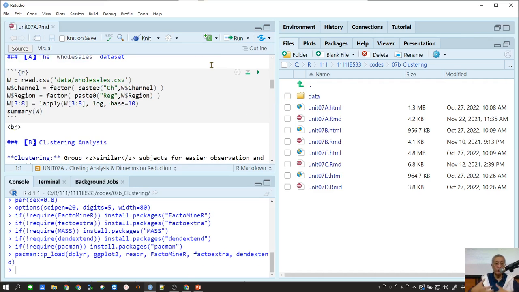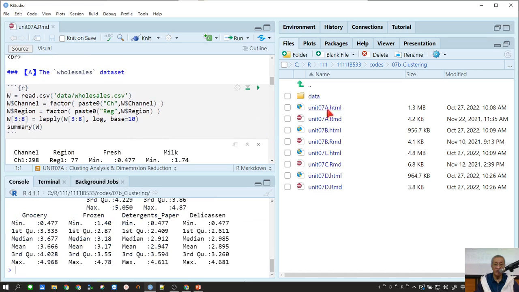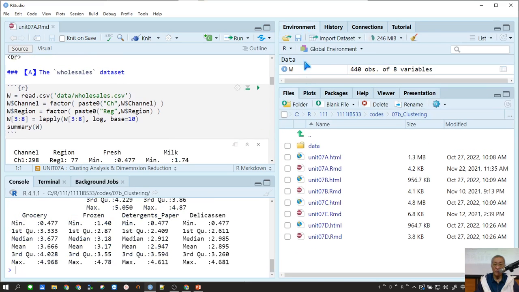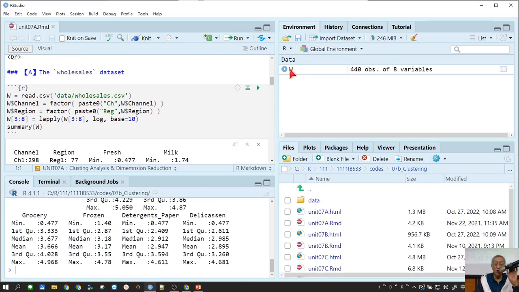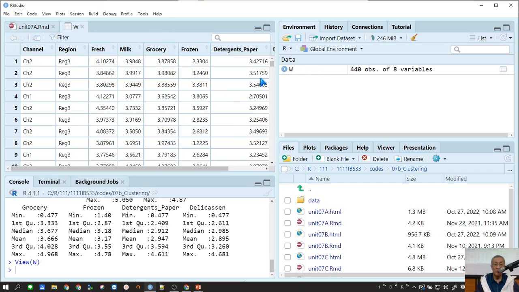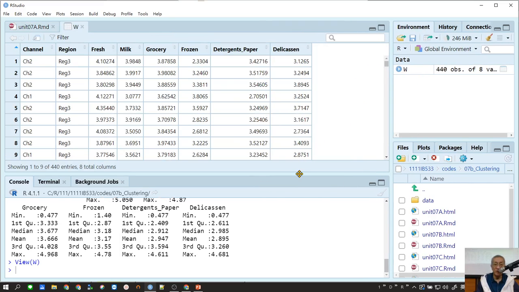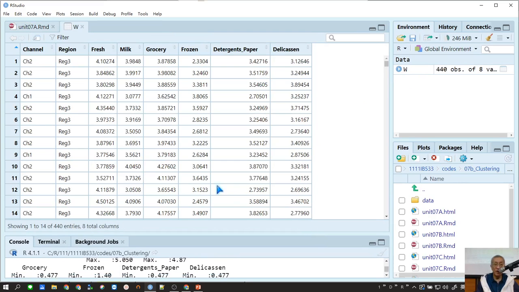This is to install and load the package that we want to use, and this is the data. As we can see, this is the wholesale data set, and I call it W. Actually the data is quite simple. Every row of this data frame is a retailer, because the wholesaler sells products to retailers. So you can think of each one as a convenience store.